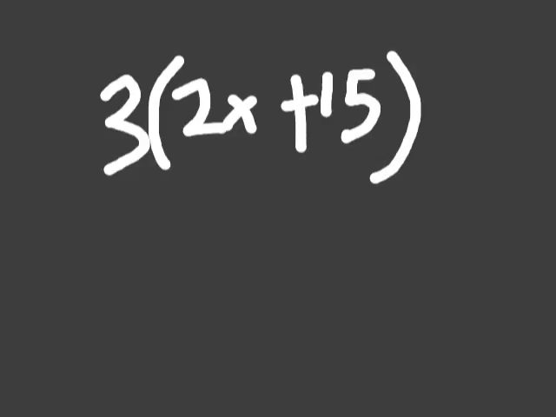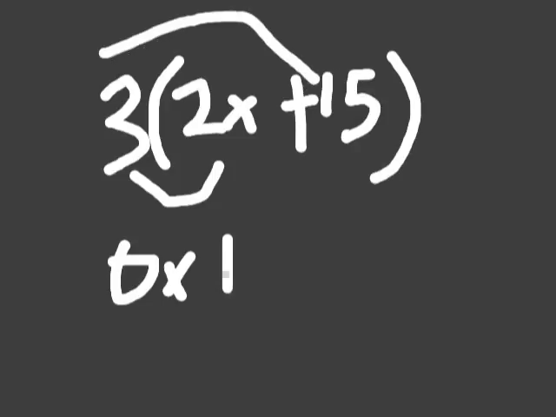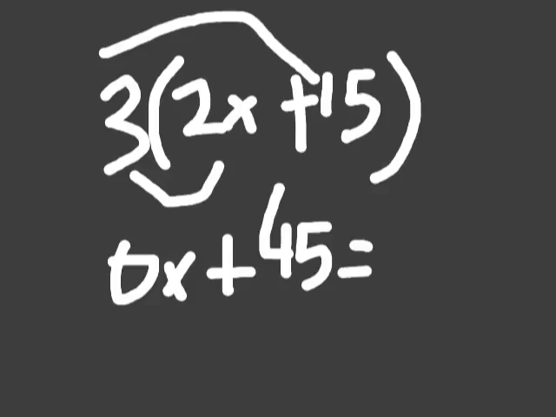So, your first step should be to distribute 3 to 2x and 15. So 3 times 2x equals 6x, and 3 times 15 equals 45. So your equation would now look like 6x plus 45 equals 6x plus 15.